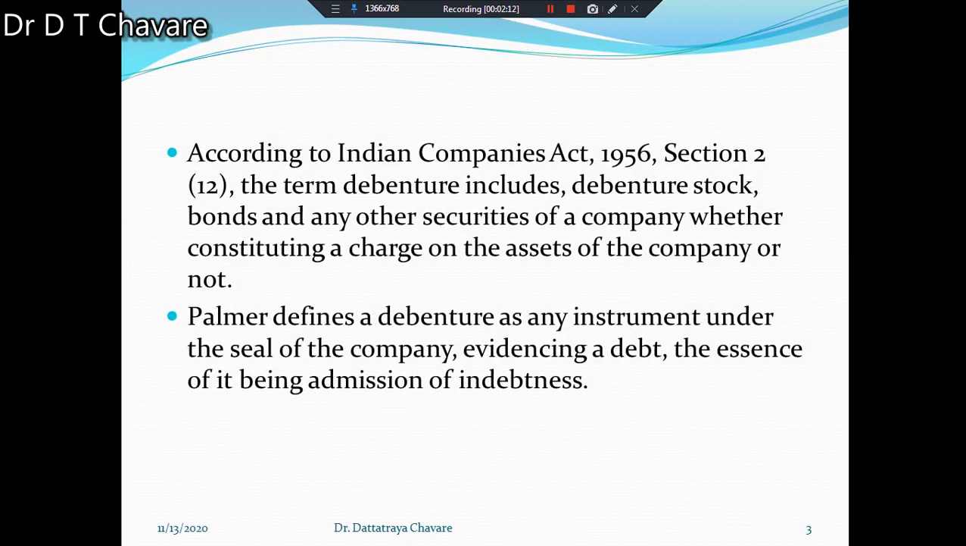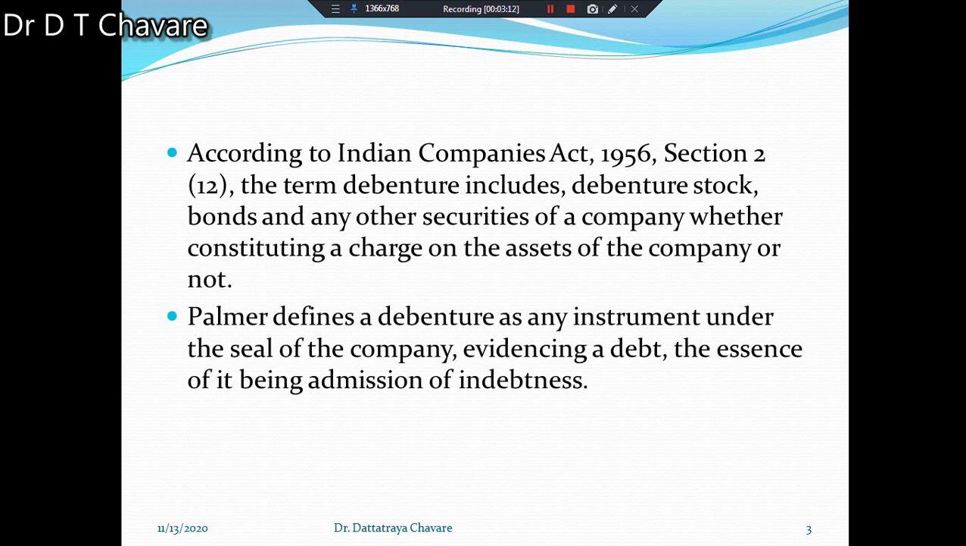Now, according to the Indian Companies Act 1956, Section 212, the term debenture includes debenture stock, bonds or any other securities of the company, whether constituting a charge on the assets of the company or not. It means that according to the Indian Companies Act, the term debenture includes debenture stock, bonds or any other securities of the company.